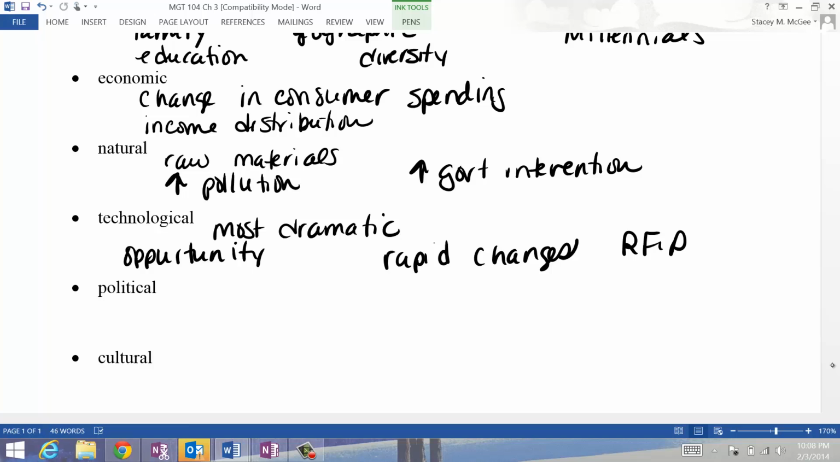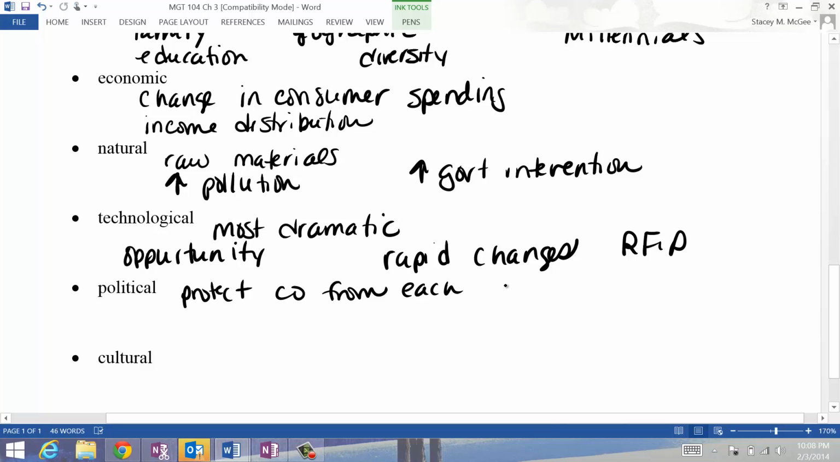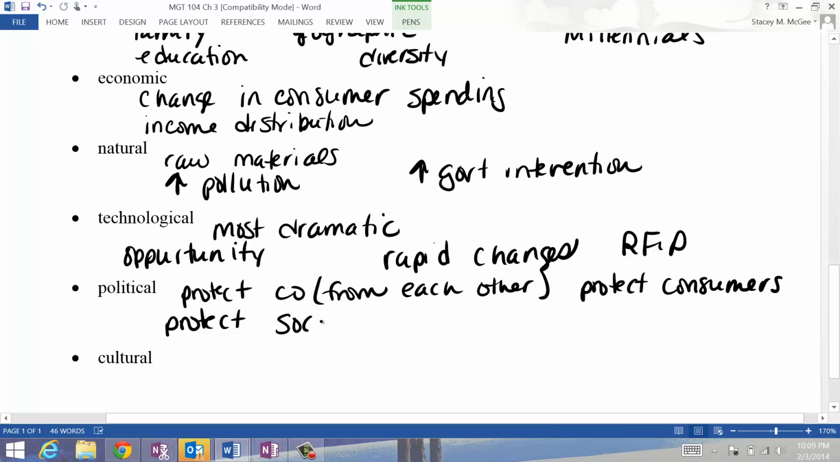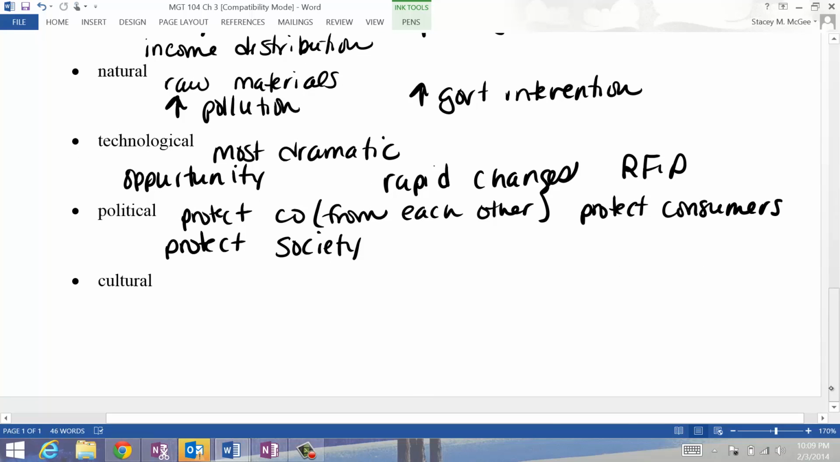Political and social environment. You see regulation to protect companies from each other, antitrust laws. If companies are trying to limit competition, there'll be laws to prevent that. You'll see laws to protect consumers, and there are a lot of those, and also to protect society in general, and that's where you see, for instance, your regulation of pollution and that kind of thing. So all those different things, and let's see, cultural would be the last one.